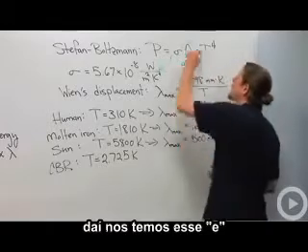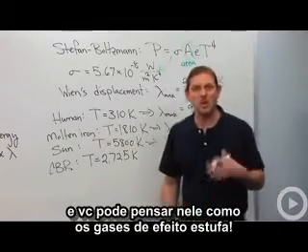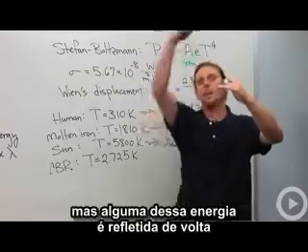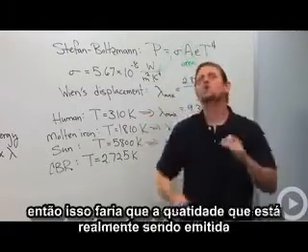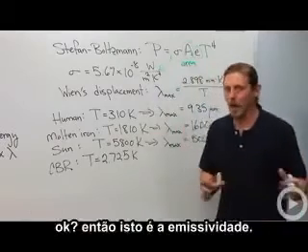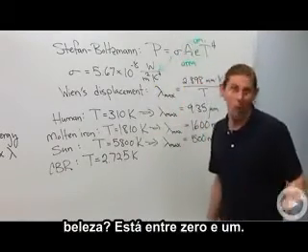Then we have this E. This is called the emissivity. And you can basically think about it in terms of greenhouse gases, right? The Earth emits energy, but then some of it's bounced back. So that would make the amount that it's actually emitting less. Okay, so this is the emissivity. All right, it's between 0 and 1.